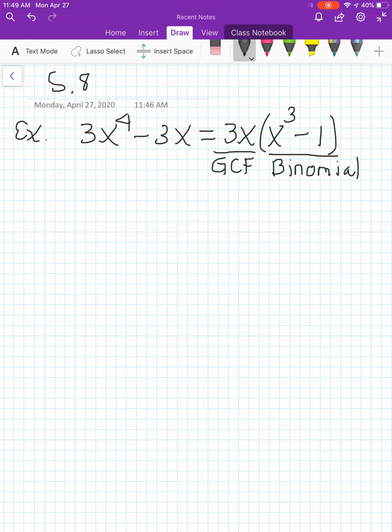Okay, so I'm going to factor the difference of cubes. So this equals 3x times a binomial times a trinomial.